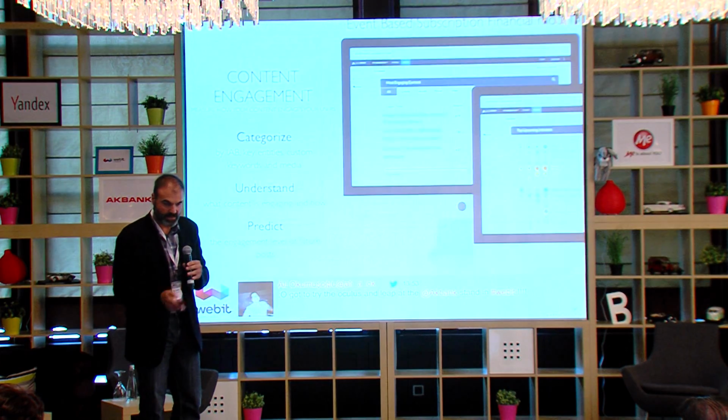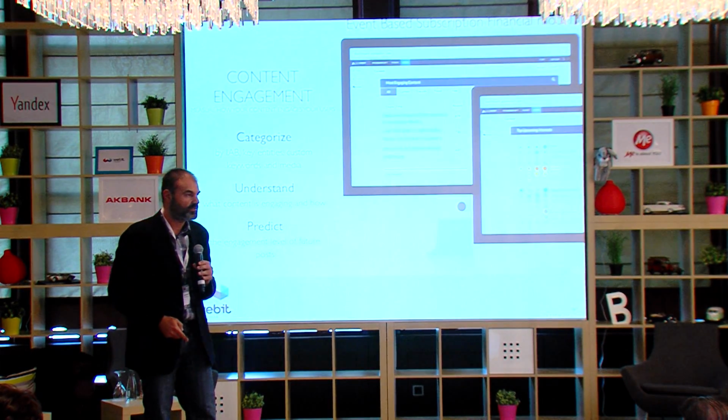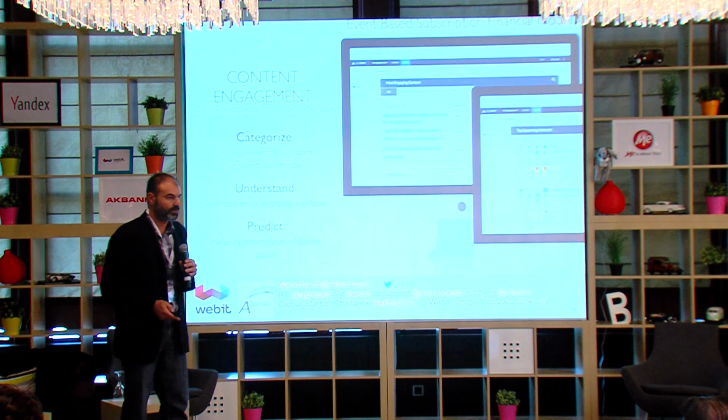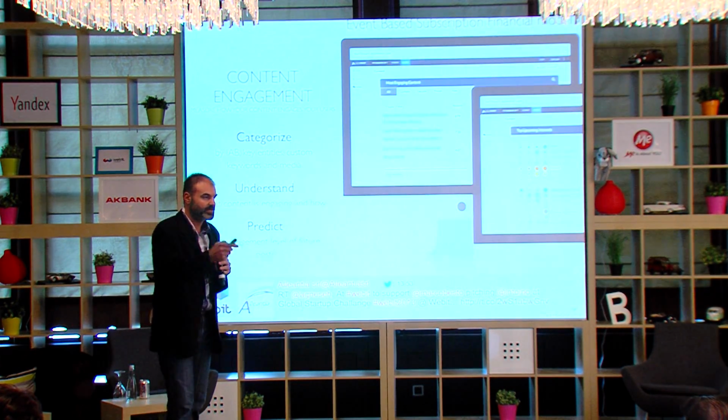So what we give a publisher is content engagement, and this is an event-based subscription financial model. Depending on the amount of community they have and the interaction they have, we get a subscription, and we give them categories. They understand their content, and they can predict what to do in the future.